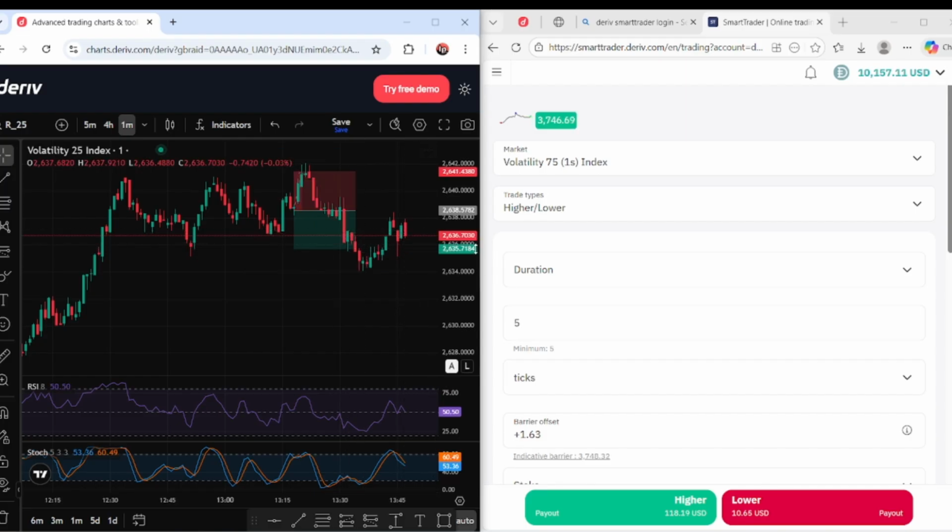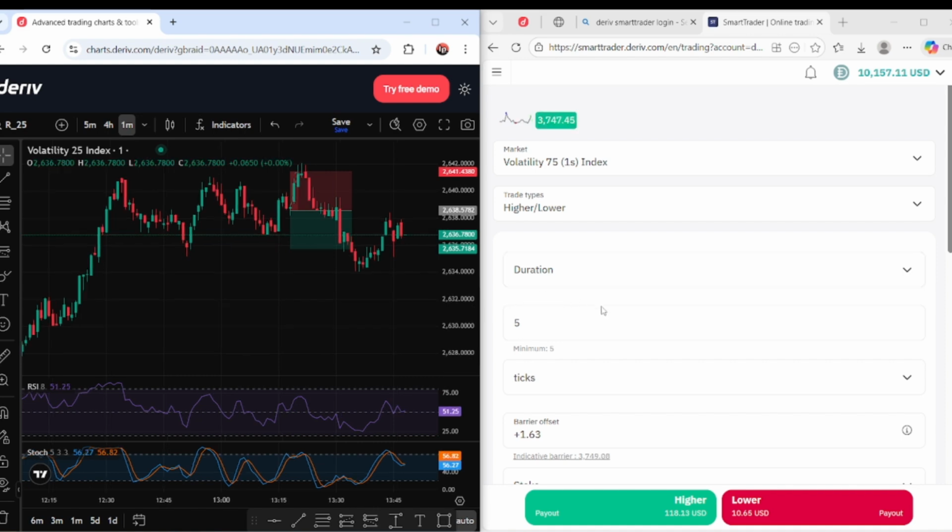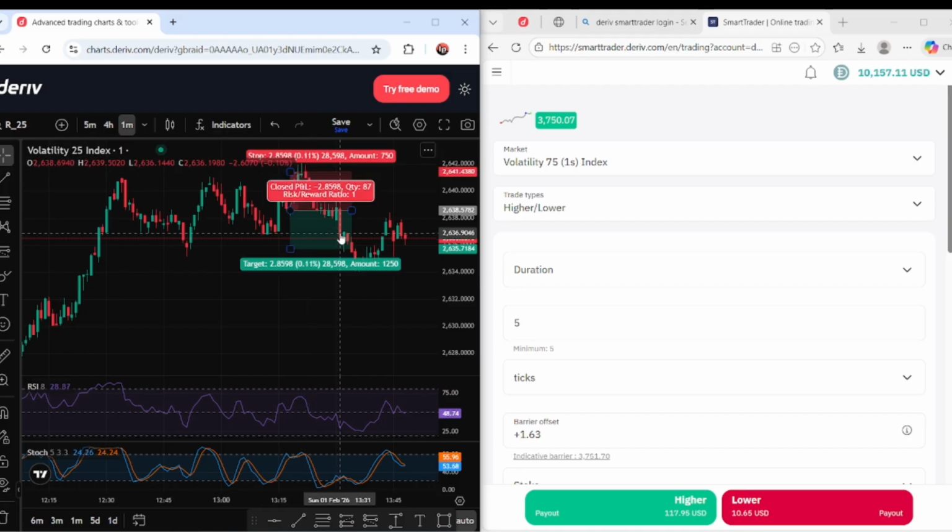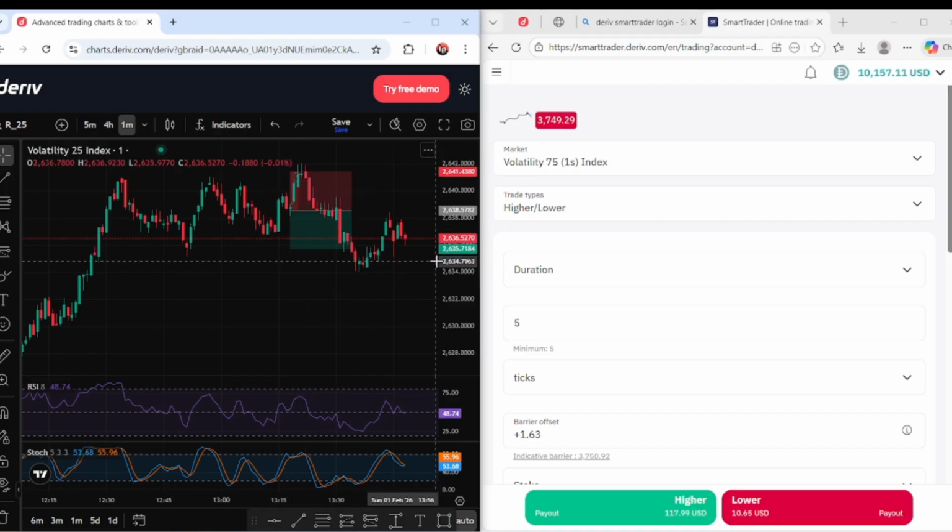So when you're trading with options, you are not placing a stop loss. Your stop loss on options is your duration, which is your timing, because you want the contract to move above or below your entry position or your barrier offset before the time closes. So it doesn't matter if the market later pushes past your stop loss, as long as it doesn't close below your barrier offset.